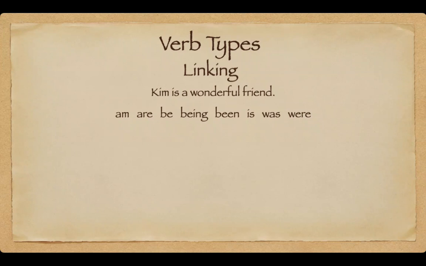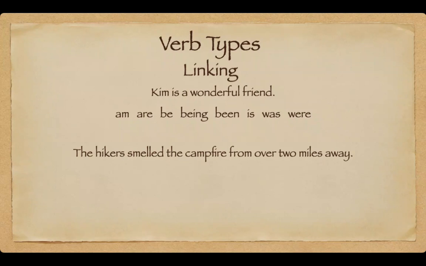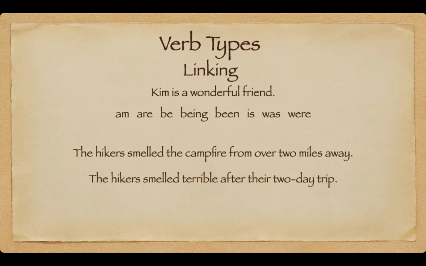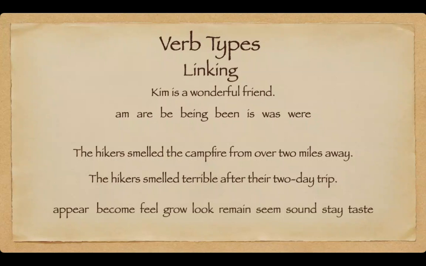To know if the verb is linking or action, consider the meaning of the sentence. Take, for example, the verb smell. Let's place it in two different sentences. The first is, the hikers smelled the campfire from over 2 miles away. In this, the hikers physically used their noses to do something, an action. So it's an action verb. In the second, the hikers smelled terrible after their 2-day trip. The description terrible is being linked to the hikers with the linking verb smelled. It's a linking verb. Here's a list of words that commonly function as both linking and action verbs.